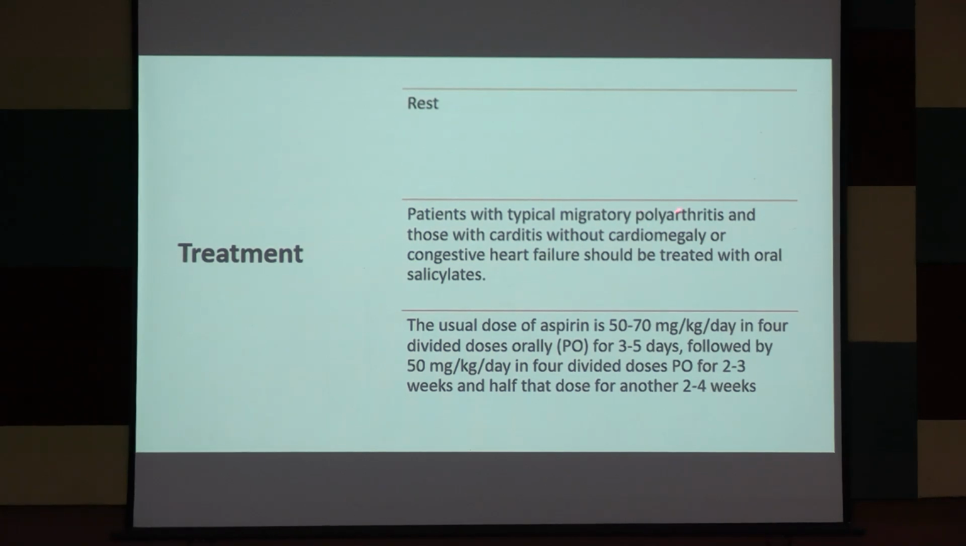And those with carditis without cardiomegaly, it means heart size is normal or there are no signs of failure. In that case, you give only salicylate. And dose of the salicylate is usually low, 50 to 70 milligram per kg in 4 divided doses orally. 3 to 5 days, then again 3 weeks, 50 milligram per kg, and then half the dose another 4 weeks.